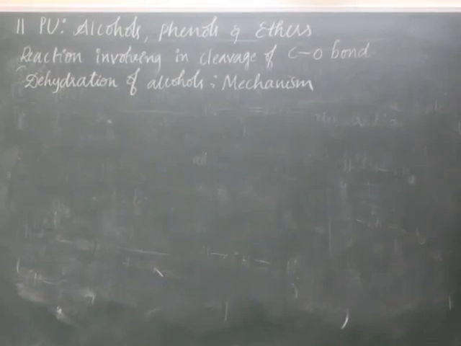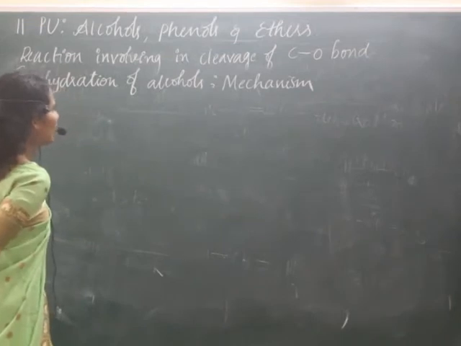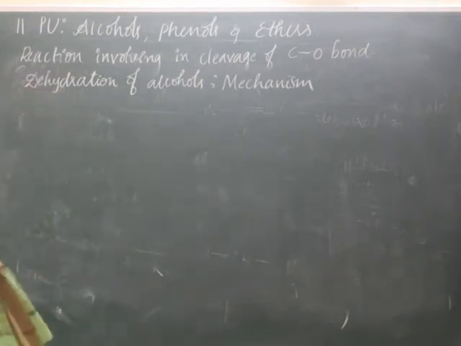Hello everyone. In the previous class we were discussing dehydration of alcohols. We studied how dehydration of alcohols takes place. Let us learn the mechanism of dehydration of alcohols. On dehydration of alcohols we will get alkenes, right? In the presence of some acids, protic acids, formation of alkenes takes place, right?